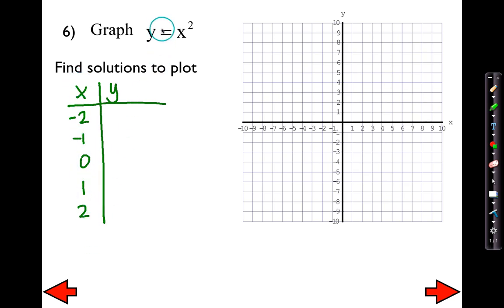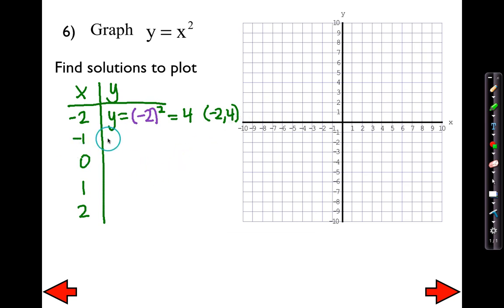So here, to determine y, I'm simply plugging in the equation. It says here y equals x squared. So I'm going to put y equals, what is x? Well, x is a -2, so I'm going to go ahead and plug in a -2. And I'm supposed to square that number. So here, to figure out y, -2 squared means -2 times -2, which gives me 4. So our first ordered pair is going to be -2, 4.